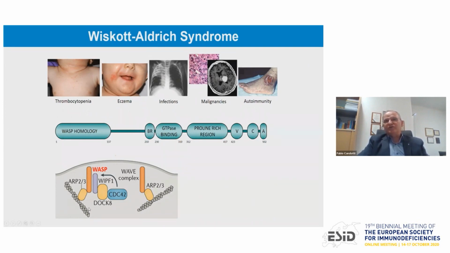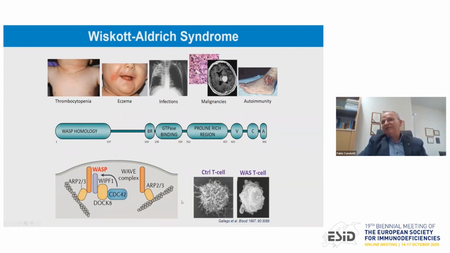thereby making the production of actin-containing structures defective, like shown in this picture, where the microvilli of Wiskott-Aldrich syndrome T cells are compared to the microvilli of control cells. As you can see, the ability of the Wiskott T cells to make microvilli is greatly defective.